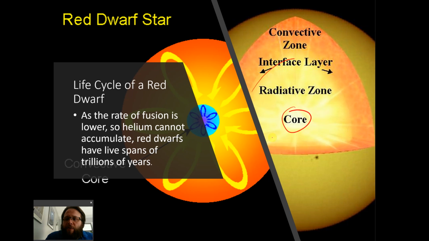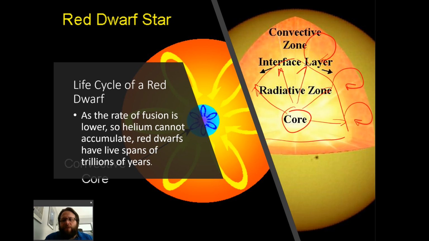Then we have what we call the radiative zone. So this is where heat will transfer by the process of radiation. Then we get to the convective zone, where we get the cyclical transfer of heat up to the upper layers, the photosphere of the star, and then it cycles round in what we call these convection currents. That is what our sun would look like.